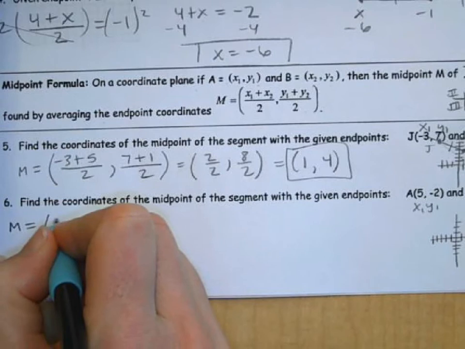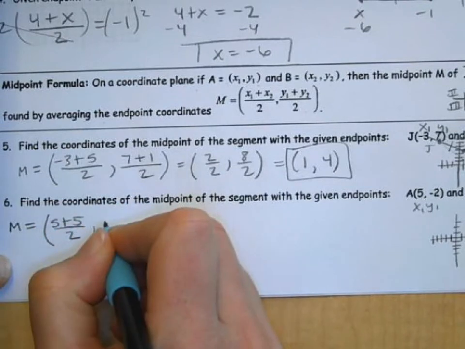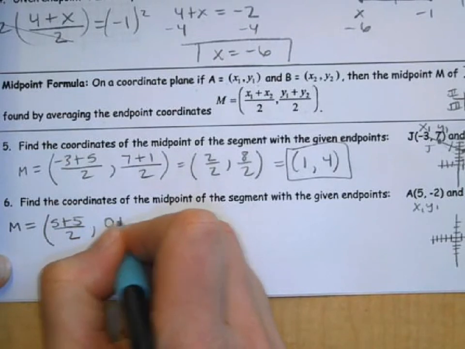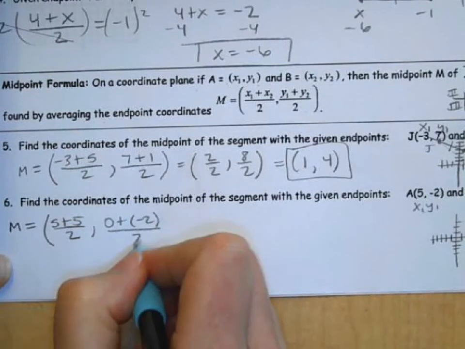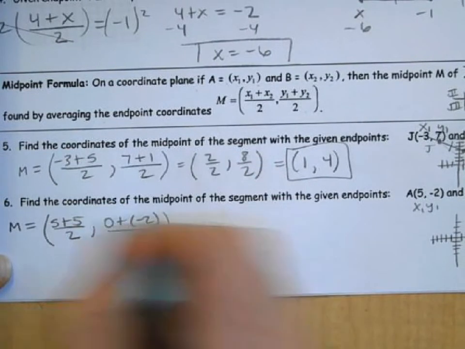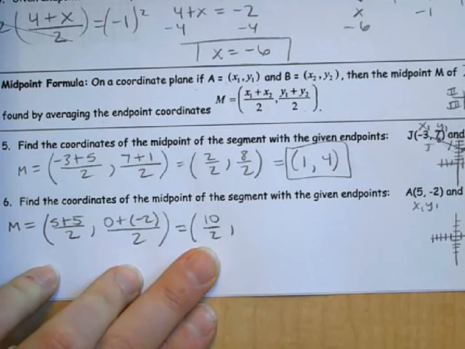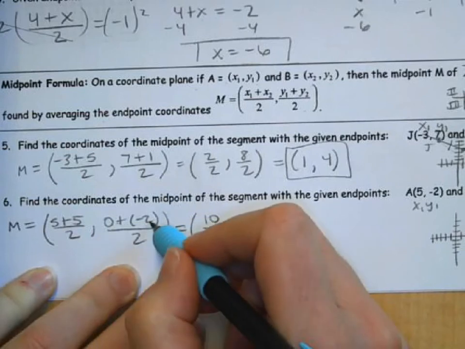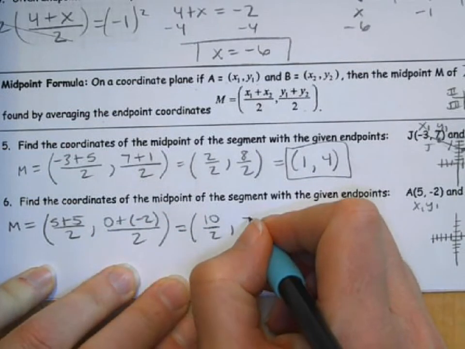X1 was 5 plus x2, which is 5. Divide that by 2, comma, y1 is 0, plus a -2, which is 0 minus 2. That's okay, we'll do this in a second. So now 5 plus 5 is 10. Still keep that divided by 2 because we're not there yet. 0 plus a -2, positive times a negative is a negative. So 0 minus 2 is going to be -2.